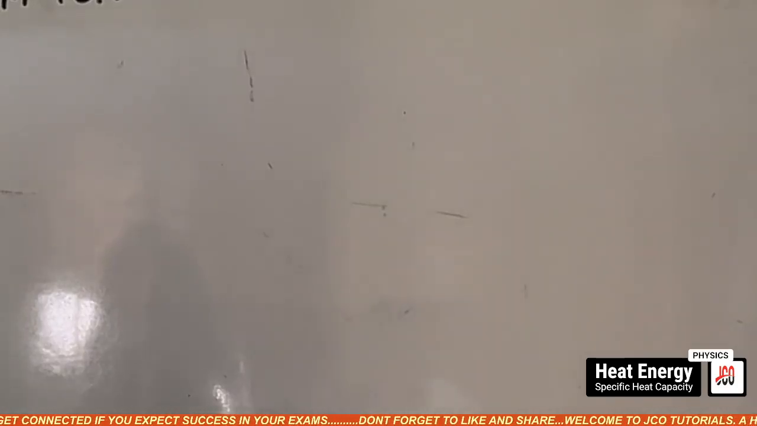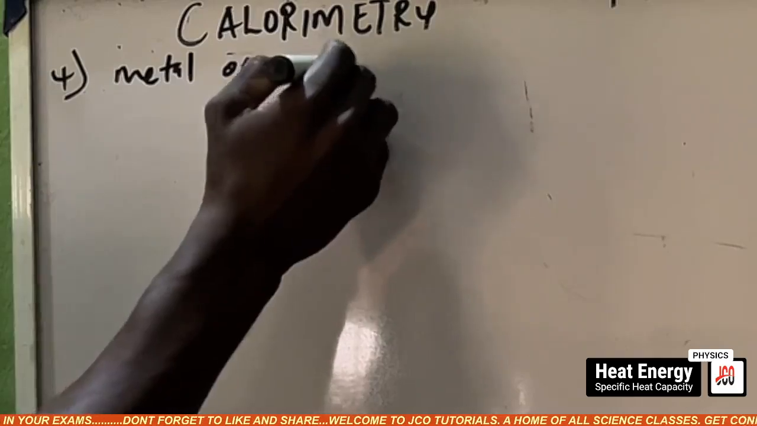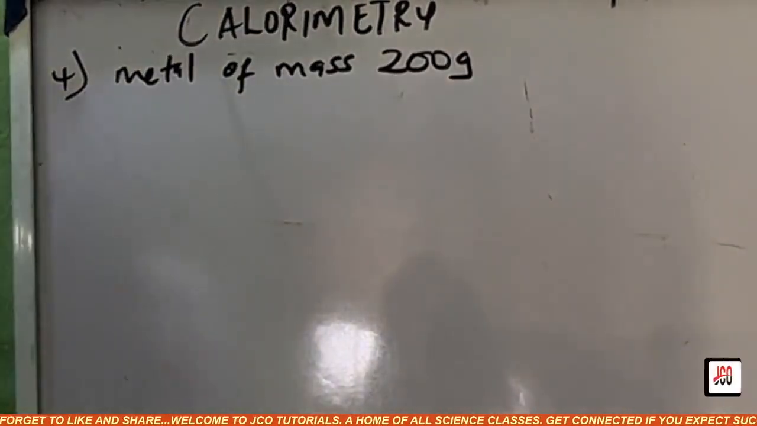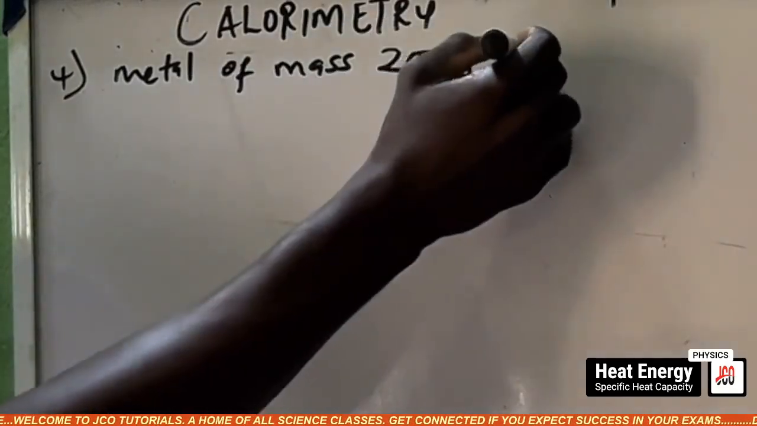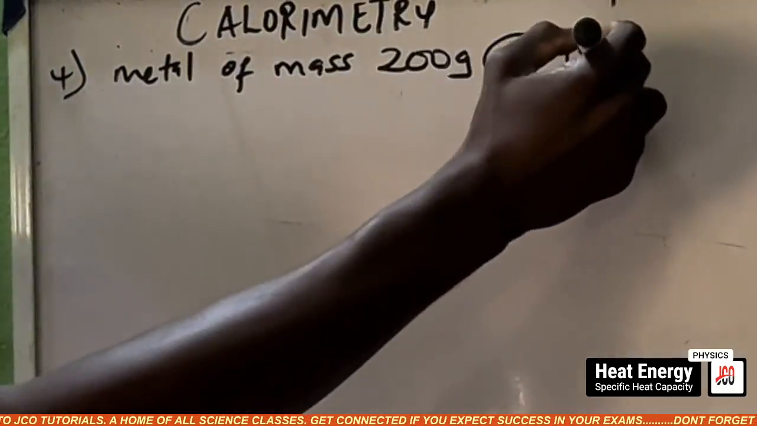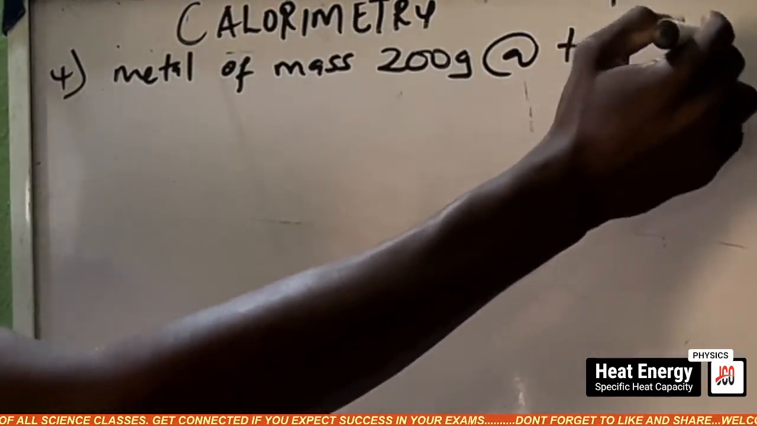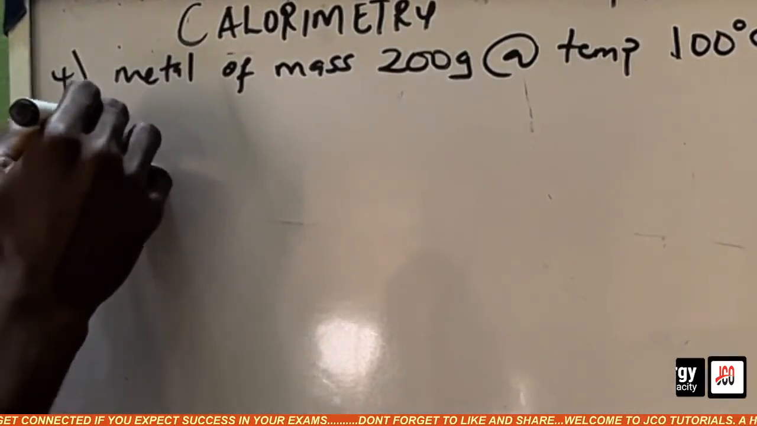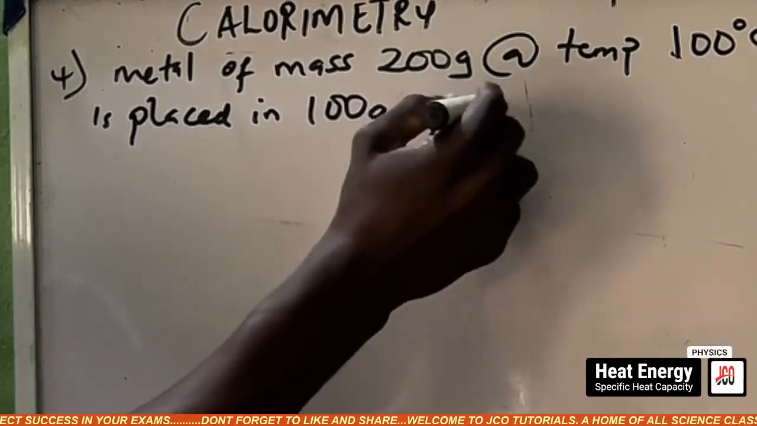It says a metal of mass 200 gram. First of all, write the question in short. A metal of mass 200 gram. So already we have gotten one parameter, which is what? Mass as 200 gram at a temperature. What's the temperature? At a temperature of 100 degrees Celsius is placed in 100 gram of water.